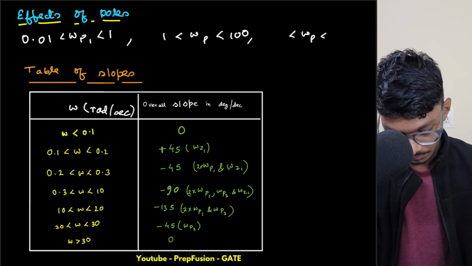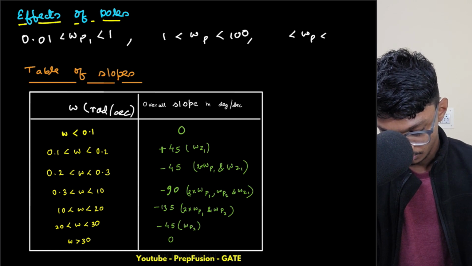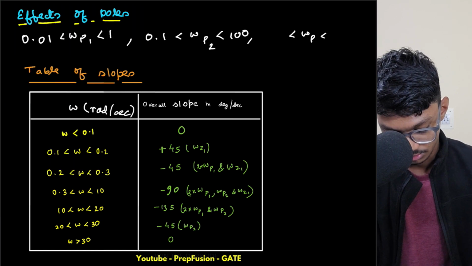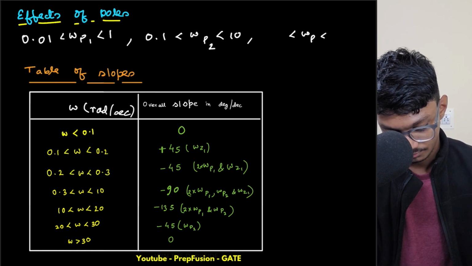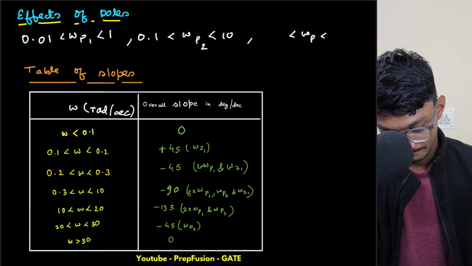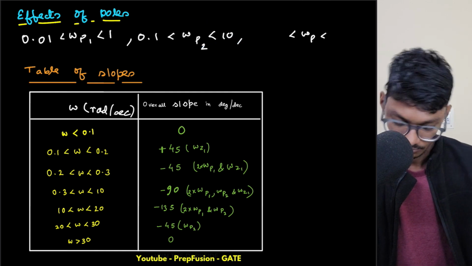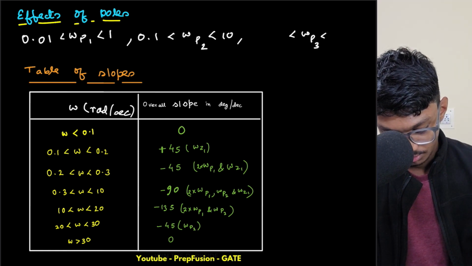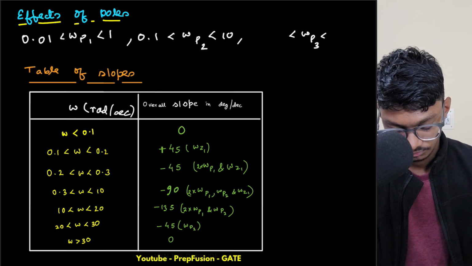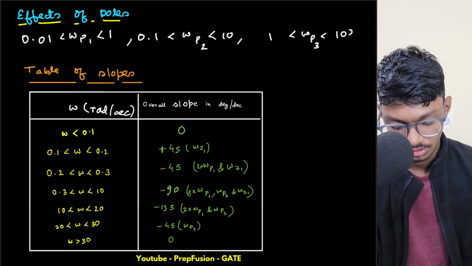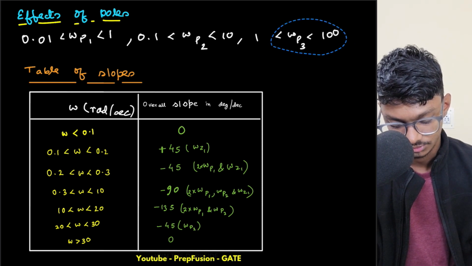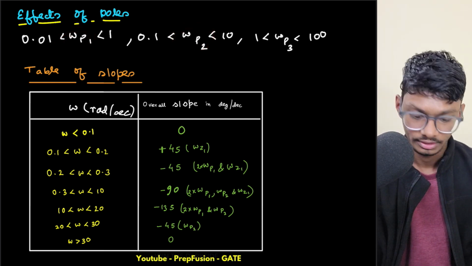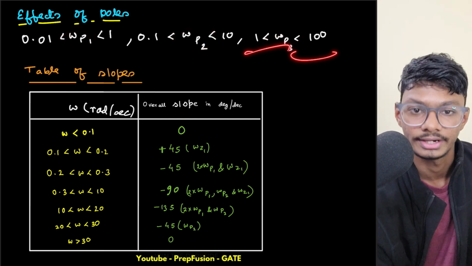This is 0.01 to 1. Then I have 0.1, because this is the corner frequency, like 1. So this is 10 times before and 10 times after. This is 10 times before, so it is 1 to 100. The corner frequency here is 10. I hope you are understanding the ranges, right? Corner frequency omega p1 is 0.1, this is 1, and this is 10. So 10 times before and 10 times after for all of these.